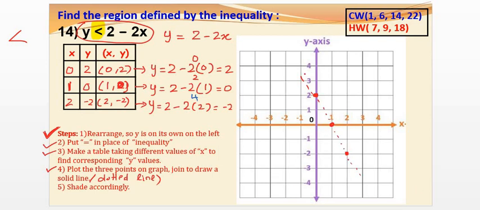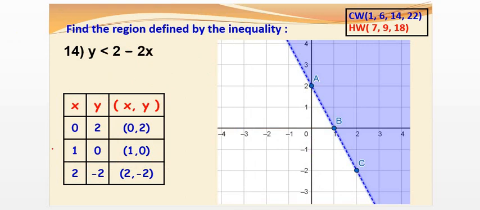Now where will you shade? Okay, let me show you now a very neat picture for this one. Okay, here is the question number 14. So clearly you can see I put A, B, C just to show that these are the 3 points. Okay, and this is the dotted line.